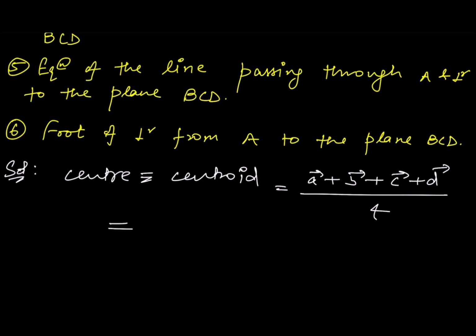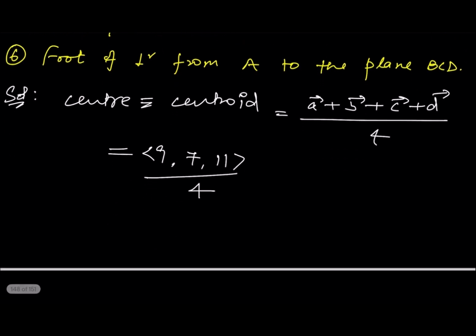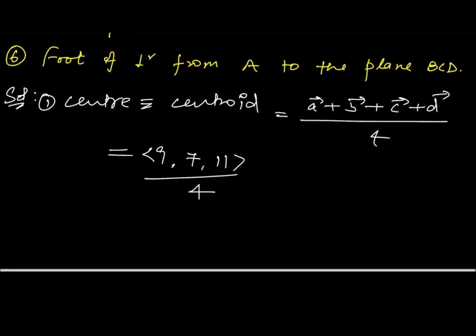So 0 plus 3 plus 4 plus 2, that is 9, comma, 1 plus 0 plus 3 plus 3, that is 7, comma, 2 plus 1 plus 6 plus 2, that is 11, by 4. Okay, this is 1.